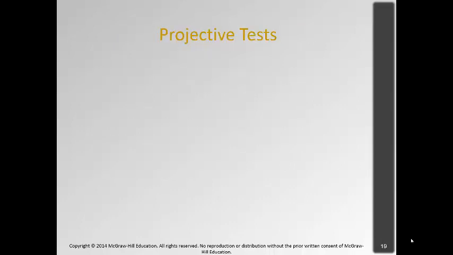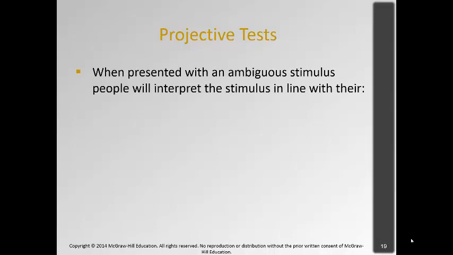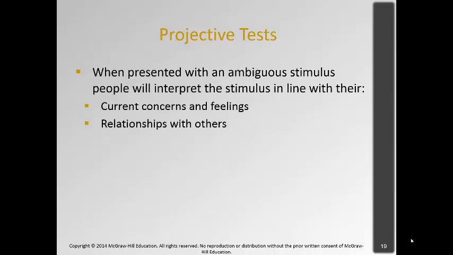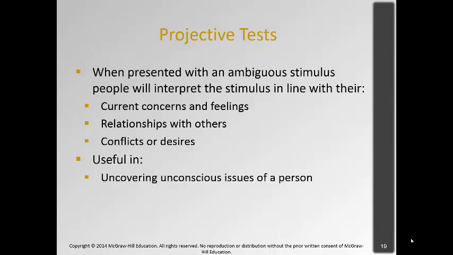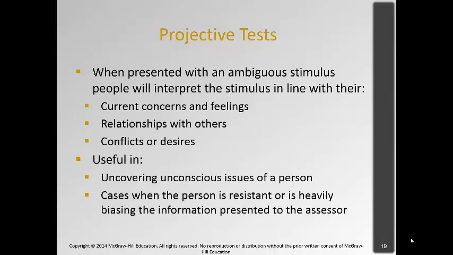Projective testing comes out of the Freudian school of thought, and this is like the Rorschach, the ink blot test, where you have neutral or ambiguous stimuli and you ask people to interpret what those things mean. They're usually in line with their current concerns or feelings, and the theory behind it is that people will project onto these ambiguous stimuli what they're currently feeling or thinking about: their current emotions, their relationships with others, their conflicts or desires. It can be useful in uncovering unconscious issues of a person, or in cases where a person is resistant or heavily biasing the information they present to the assessor.